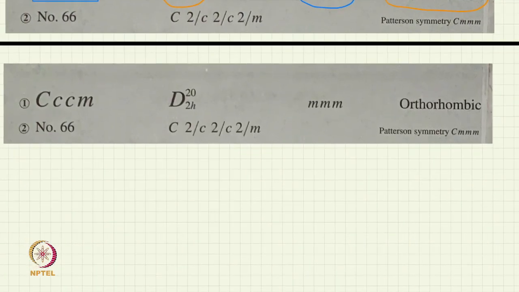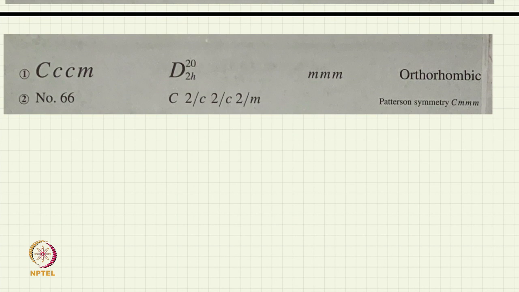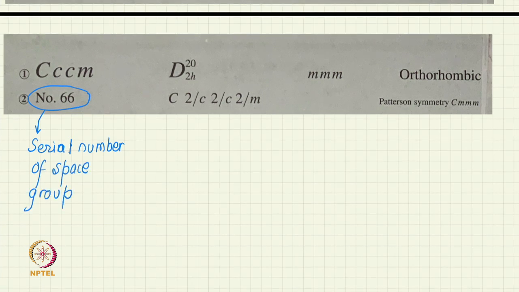Now, let us look at the lower line of the headline. Here you have just a number. This number is a serial number of the space group in the International Tables. So, by saying space group 66, you mean this particular space group which is being discussed here.